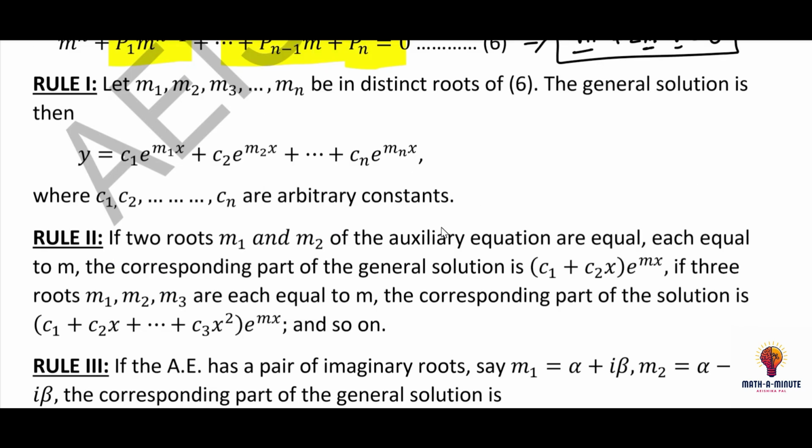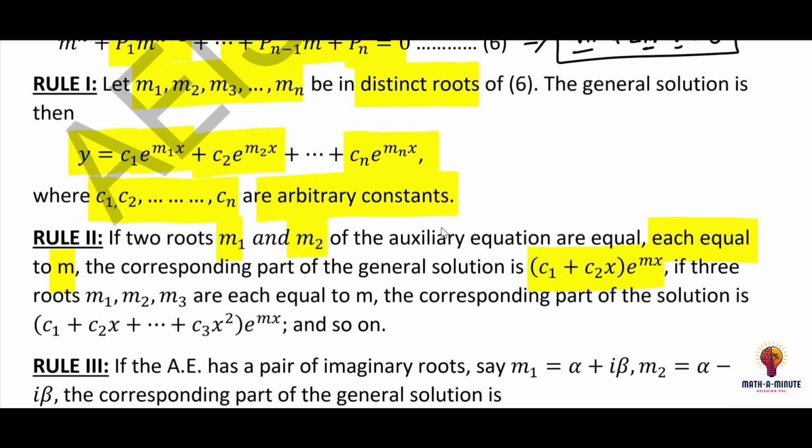There are some rules to find the complementary function. If the roots of the auxiliary equation are distinct, then the complementary function will be c1 e to the power m1x plus c2 e to the power m2x up to cn e to the power mnx, where c1, c2, cn are arbitrary constants. And suppose two roots m1 and m2 of the auxiliary equation are equal, equal to m, then the complementary function will be y equals (c1 plus c2x) e to the power mx.